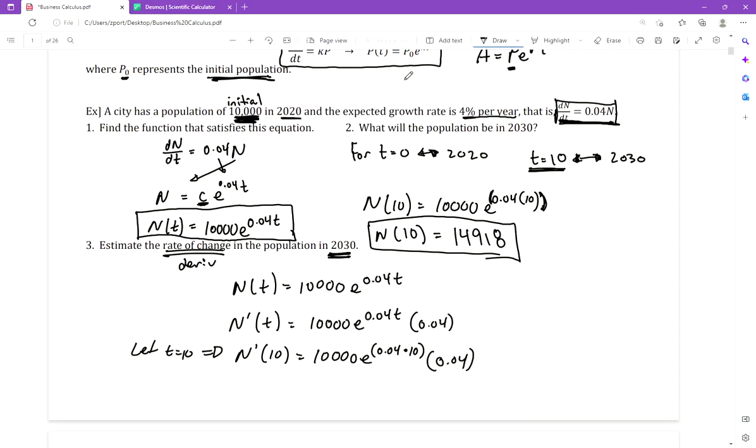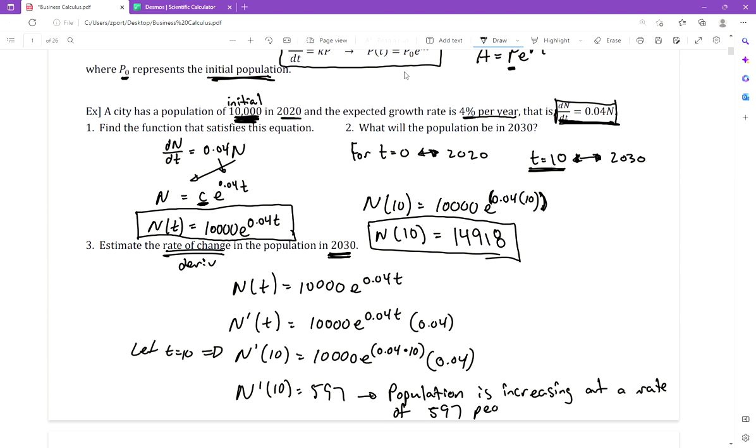Okay, so we have N prime of t equals 597. And so what that means is the population is increasing, because that's a positive number. Population is increasing at a rate of 597. I'm going to assume people.